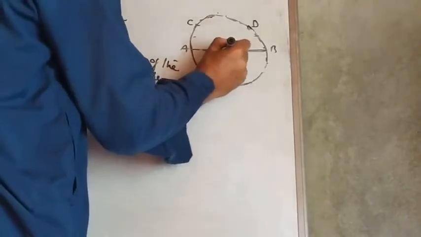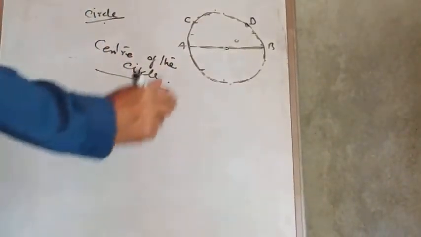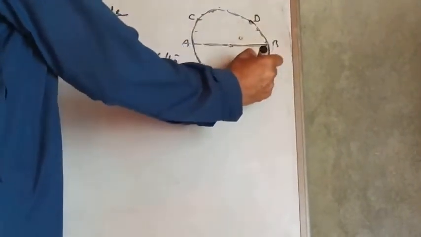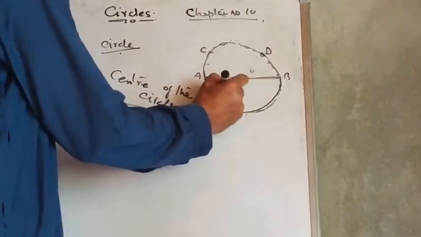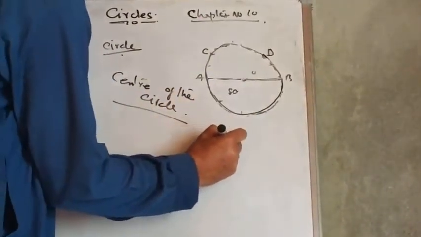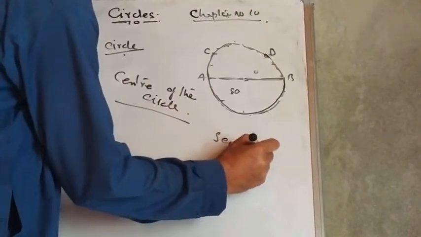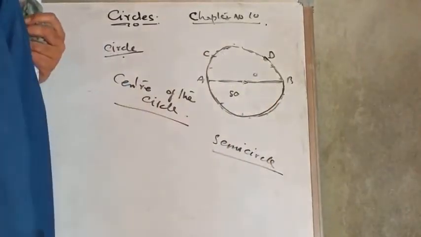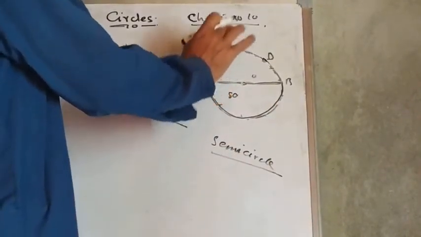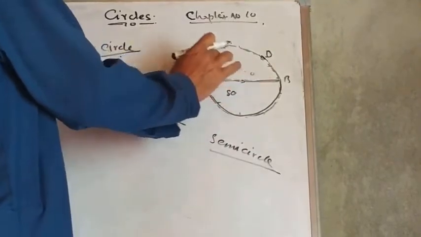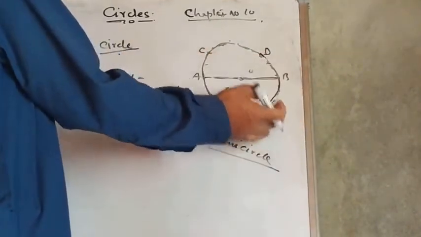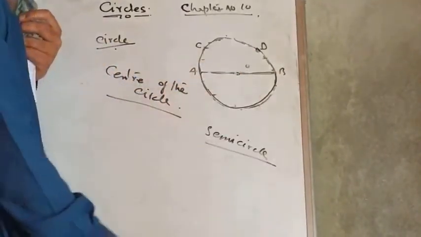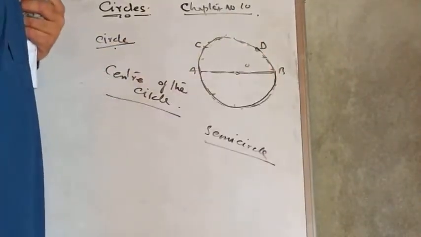AB is the longest chord of the circle. A diameter, or the longest chord, divides a circle into two equal parts. Each part is called a semicircle. So this part is a semicircle, and this part is also a semicircle. So the diameter is a line segment which passes through the center of the circle, and it is the longest chord whose endpoints lie on the circle. The diameter divides the circle into two equal parts, and each part is called a semicircle.